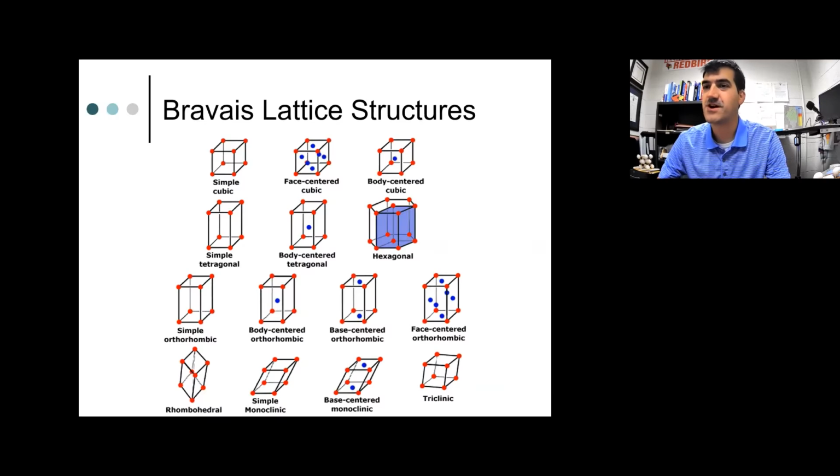All right, let's go back to the slide presentation. So you should know that there are 14 Bravais lattices, and at the end of this presentation, you should know some more details about these 4: simple cubic, face-centered cubic, body-centered cubic, and hexagonal, which we're going to call hexagonal close packed.